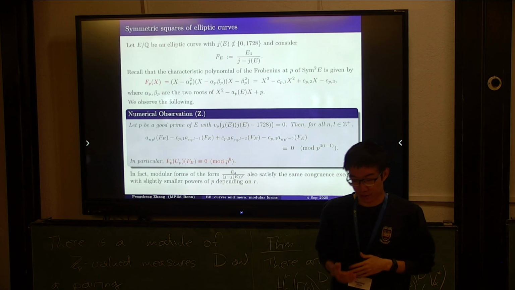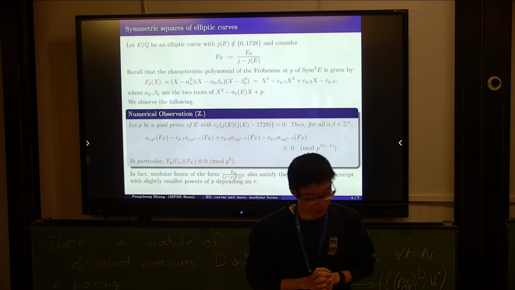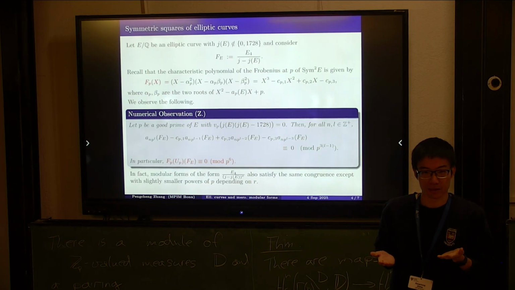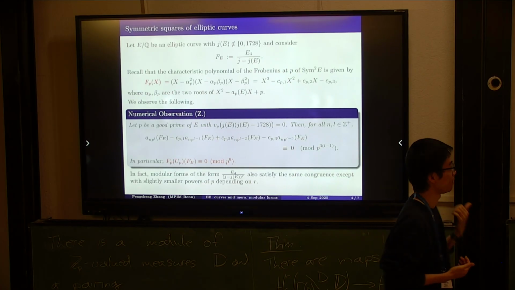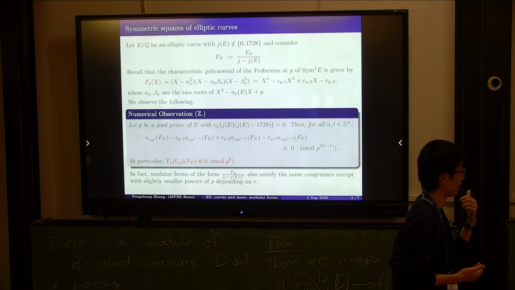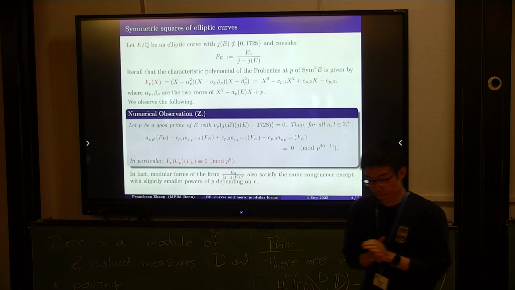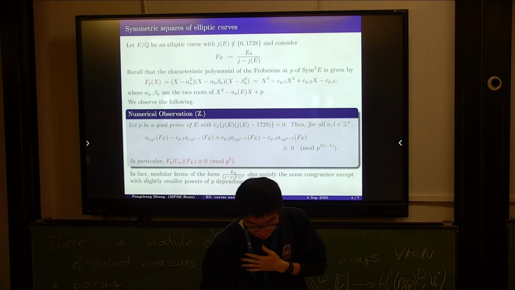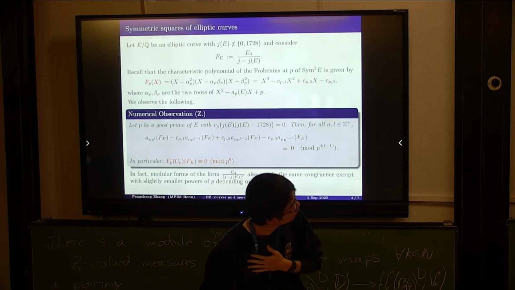What I was trying to say is that this meromorphic modular form, modulo a higher p power, looks like it satisfies the Frobenius relation, or the Hecke relation, satisfied by the symmetric square of the elliptic curve. I don't know how to prove this, but I hope to still convince you that this should be true.